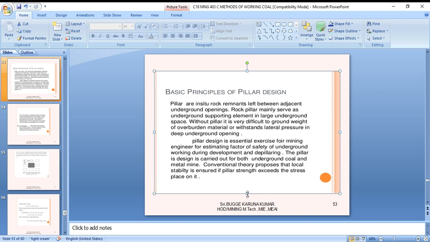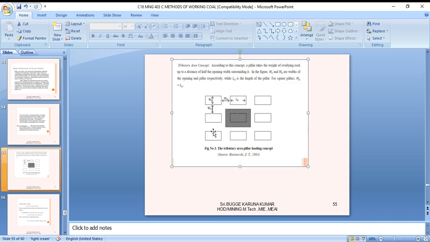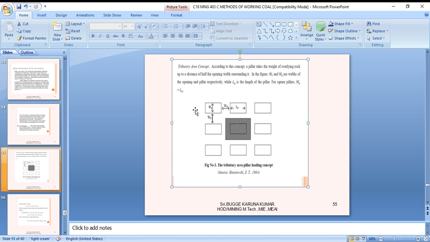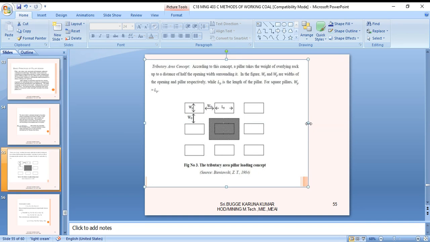Pillar design is an essential exercise of mining engineers for estimating the factor of safety for underground working during development and depillaring. The pillar is designed for both underground coal and metal mines. Conventional theory proposes that local stability is ensured if the pillar strength exceeds the stress placed on it. So this is a generalized standardized formula applied for coal pillar design.